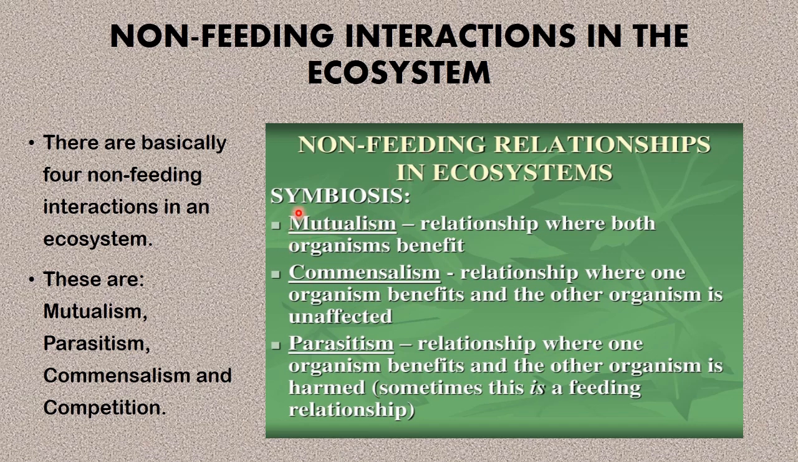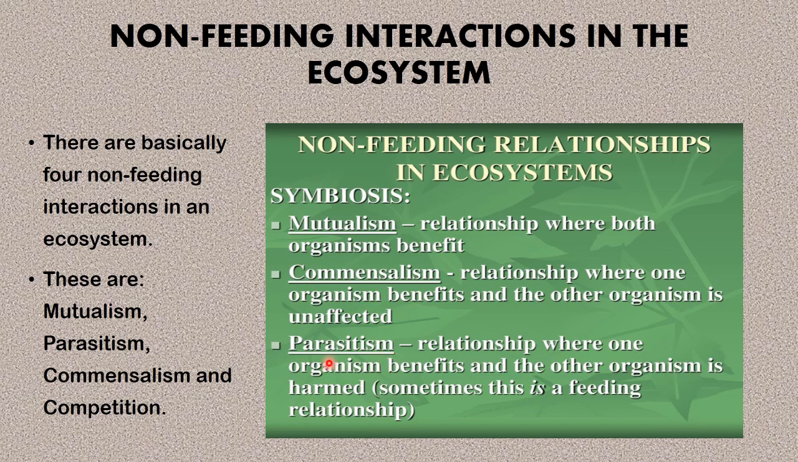Looking at the various types of symbiosis that we have, mutualism is the relationship between two species of organism in which both of the organisms benefit from the interaction. Commensalism is the relationship between two different species of organisms in which one organism benefits and the other organism is unaffected. In other words, the organism neither benefits nor is harmed by the interaction.